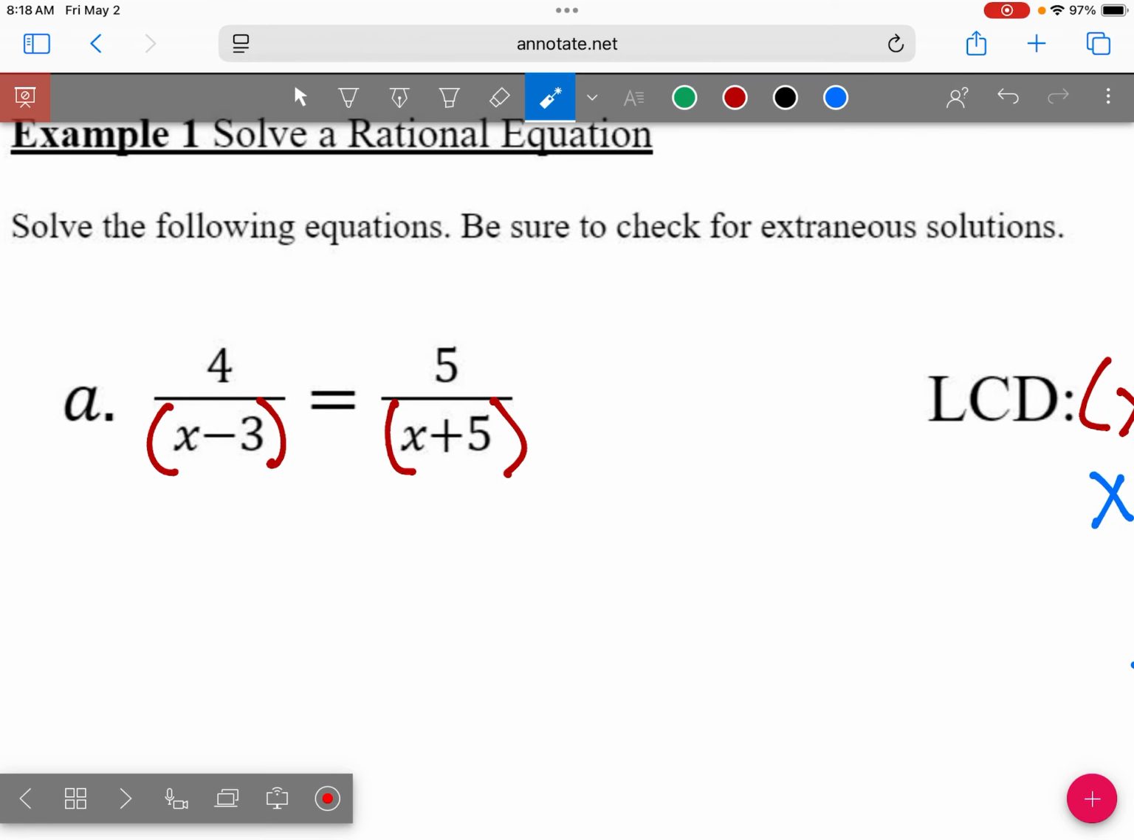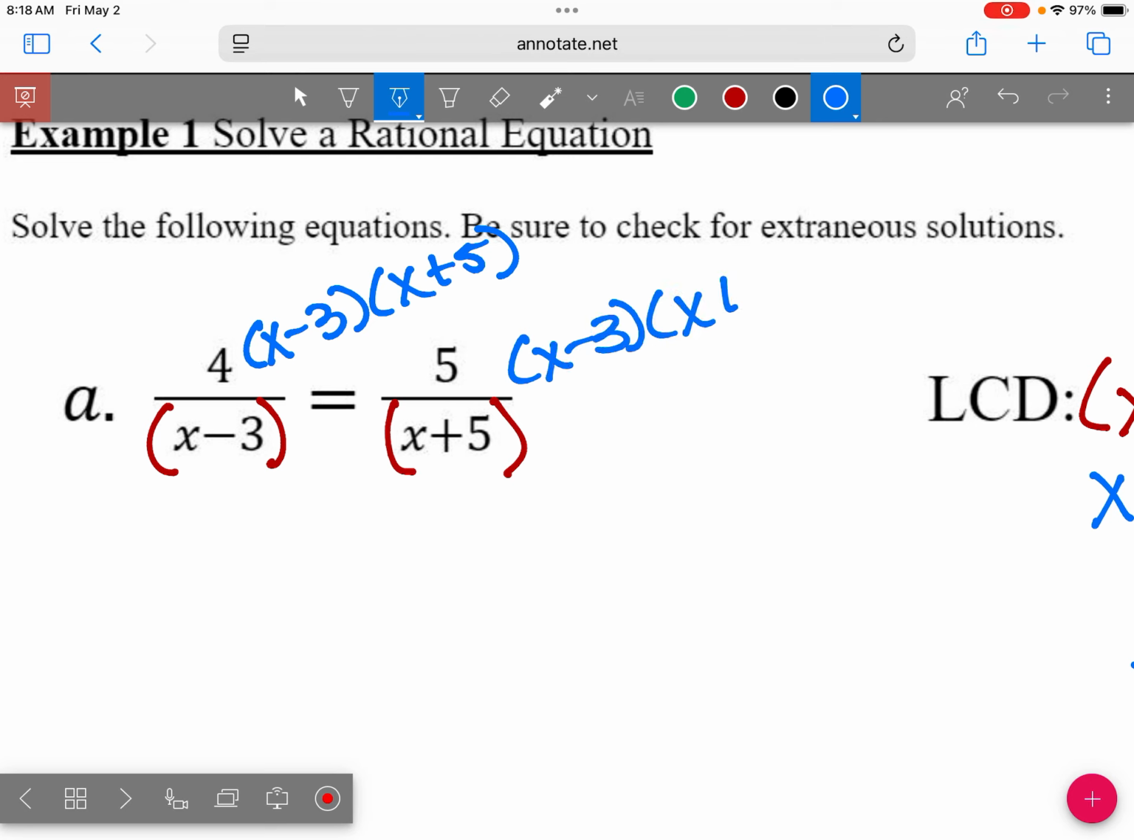All right, so we'll see what we're going to get. So I'm going to multiply this fraction by both. And I'm going to multiply this fraction by both. For this first fraction, the x minus 3 is going to go away. For the second fraction, x plus 5 goes away. Whenever you multiply by the denominator, it just cancels it out. So what that's going to leave you with is 4 times x plus 5. So let's write that.